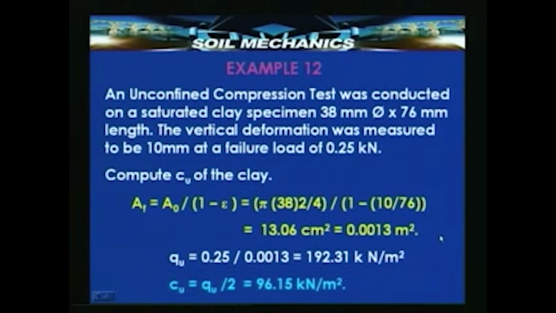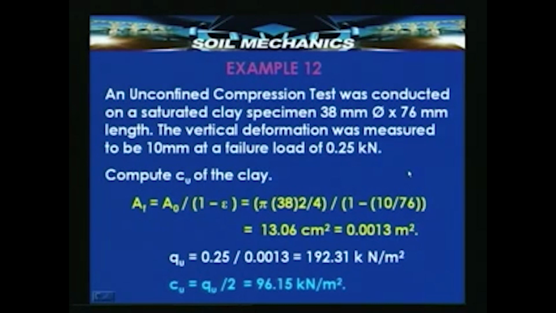Now, let us take a simple example of an unconfined compression test. Obviously, we need to know the dimensions of the specimen, that is given here, 38 millimeter diameter and 76 millimeter length. During the test, the vertical deformation was measured and was found to be 10 mm, corresponding to a load of 0.25 kilonewtons at which the sample failed. Now, what is required is to compute Cu.